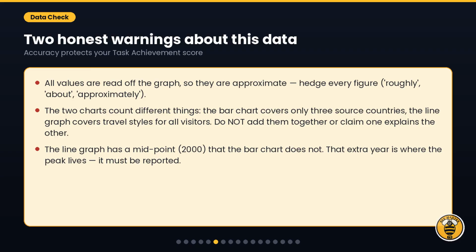Two honest warnings about this data. First, every value is read off the graph, so every value must be hedged. Second, the 2 charts count different things. The bar chart covers only 3 source countries, while the line graph covers travel styles for all visitors, so you must never add them together or claim that one explains the other. Also note that the line graph includes the year 2000, which the bar chart does not, and that extra year is where the peak lies.